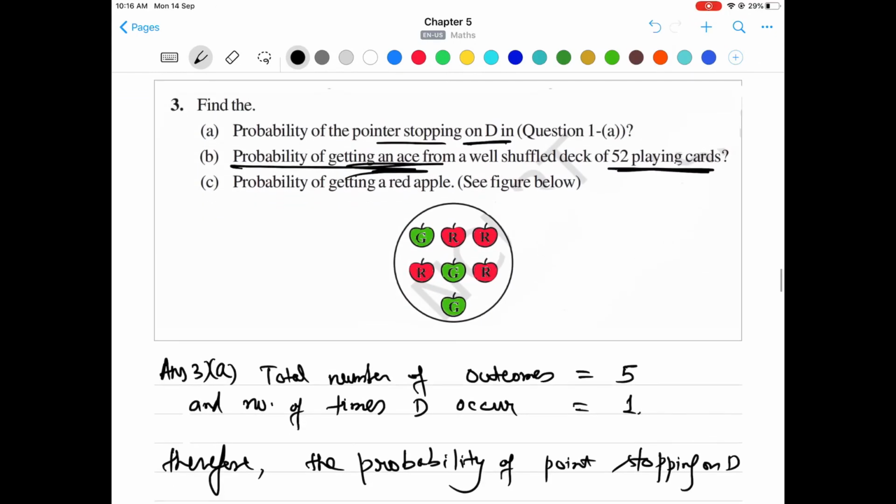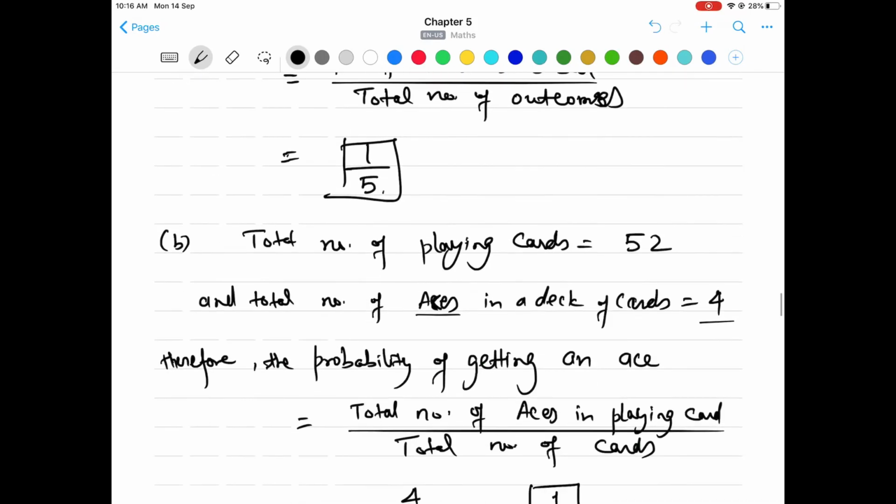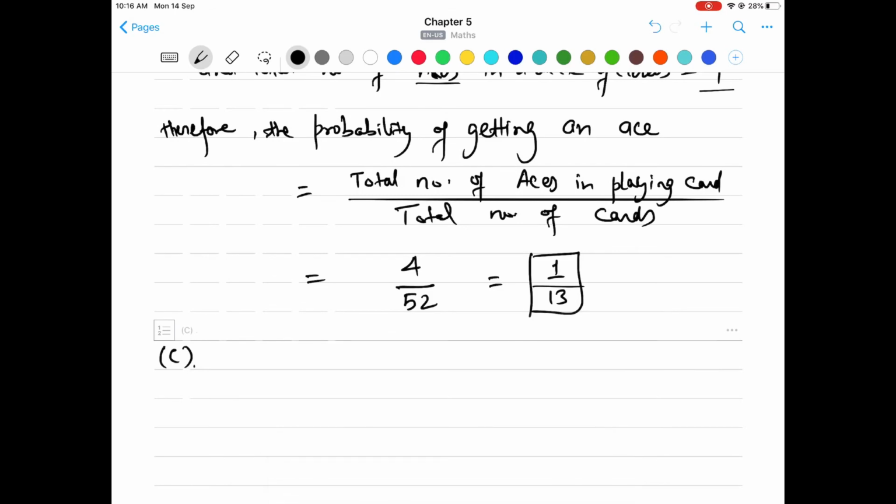Now you are asked the probability of getting a red apple. So we are given a plate. Within this plate we have a total of 7 apples, out of which 3 apples are green and 4 apples are red. So we have to find the probability of getting a red apple if one apple is taken from the plate without looking at it, that is randomly.